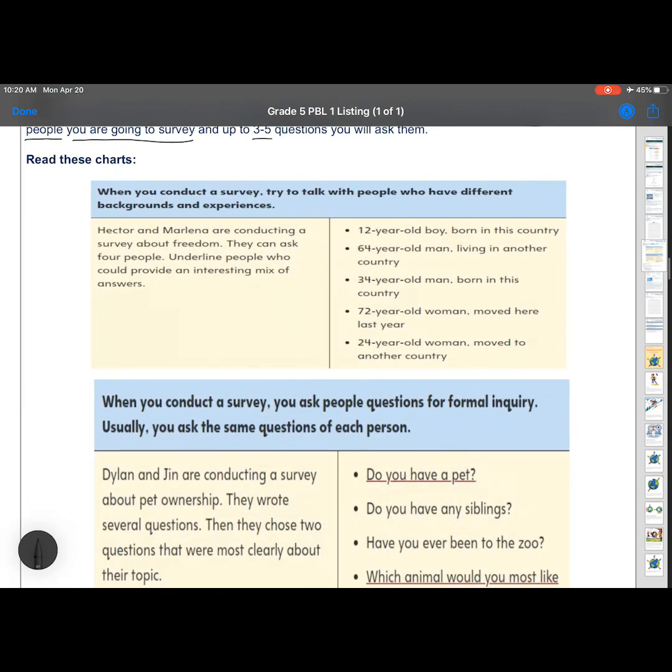There's a template right below this document, and I'll show you what I mean. Okay, so let's look at some examples here. It says, when you conduct a survey, try to talk with people who have different backgrounds and experiences. Hector and Marlena are conducting a survey about freedom. This one looks very similar to the project you're going to be doing. They can ask 4 people. Underline people who could provide an interesting mix of answers. Okay, so here's some data about the people that they chose. They chose a 12-year-old boy, a 64-year-old man, a 34-year-old man, a 72-year-old woman, and a 24-year-old woman.